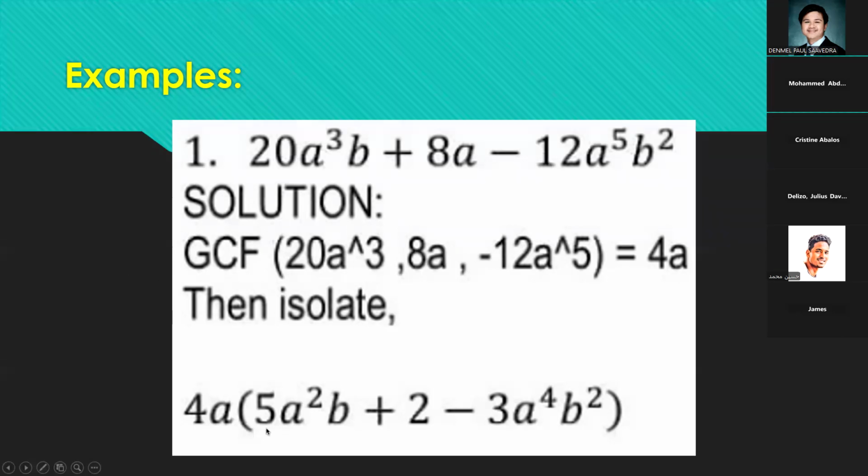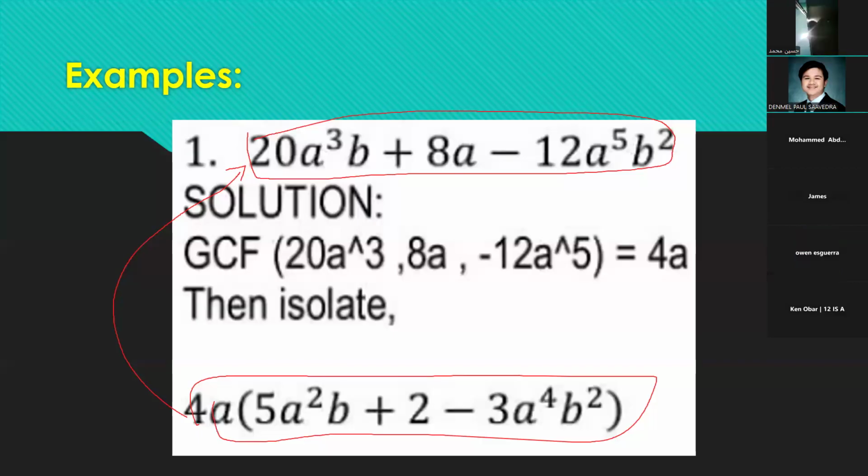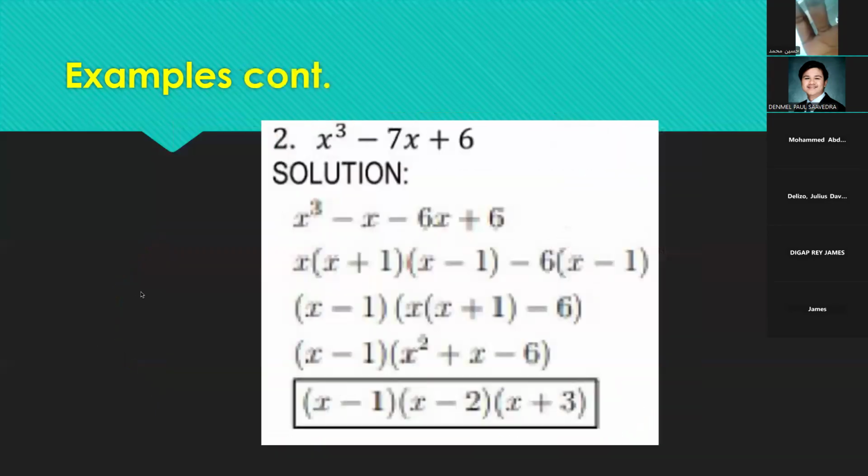So if you distribute 4a to each expression, you should be able to get the original expression. Okay, so are we clear? Yes, sir. All right, so let's move on to the next one.